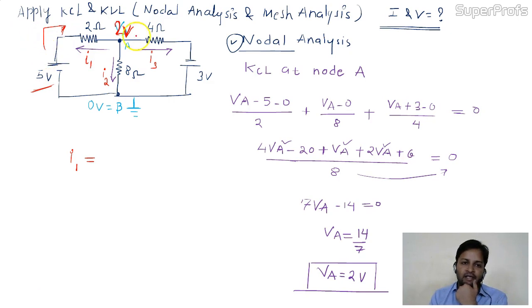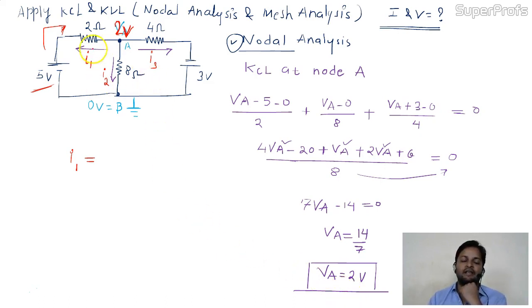Current direction will be this side. So I1, this is the wrong assumption. But if we get the output by solving this, it will automatically be corrected, because in our equation, all currents are the outgoing currents. After getting the solution, we can easily identify the direction of current.